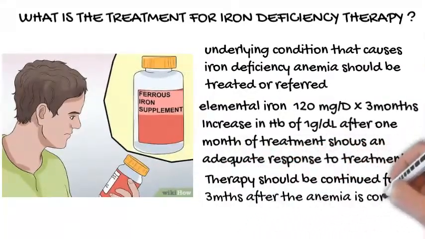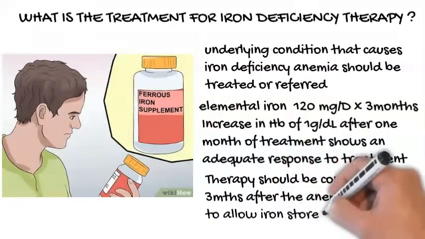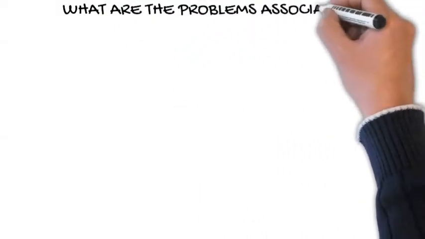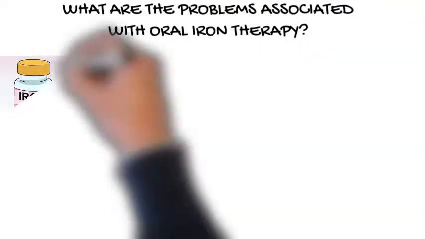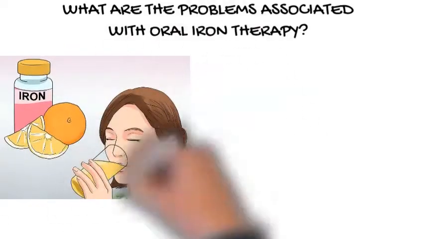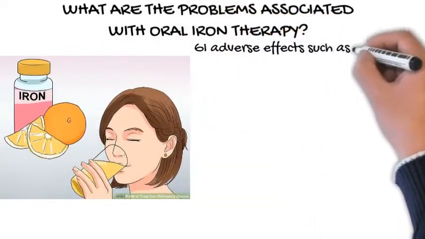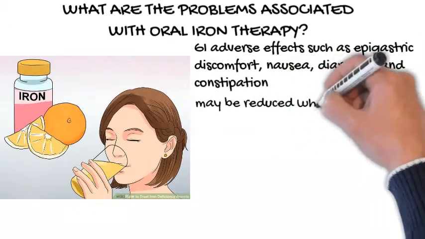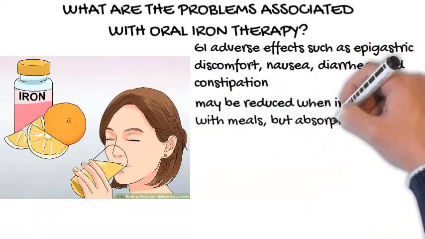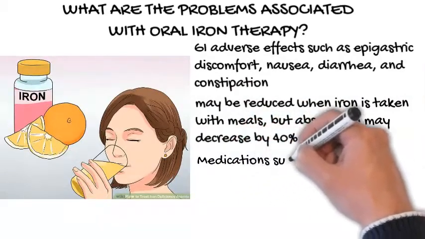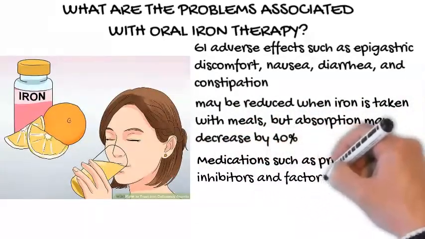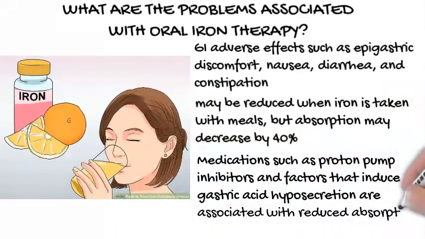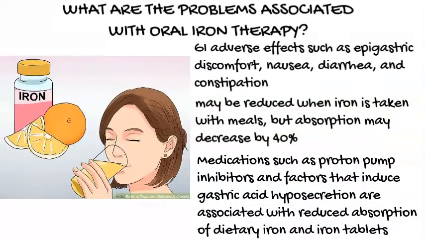In adults, therapy should be continued for 3 months after the anemia is corrected to allow iron stores to become replenished. What are the problems associated with oral iron therapy? Adherence to oral iron therapy can be a barrier to treatment because of GI adverse effects such as epigastric discomfort, nausea, diarrhea, and constipation. These effects may be reduced when iron is taken with meals, but absorption may decrease by 40%. Medications such as proton pump inhibitors and factors that induce gastric acid hypersecretion are associated with reduced absorption of dietary iron and iron tablets.